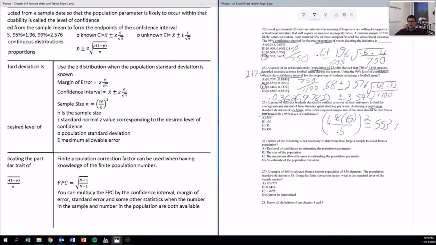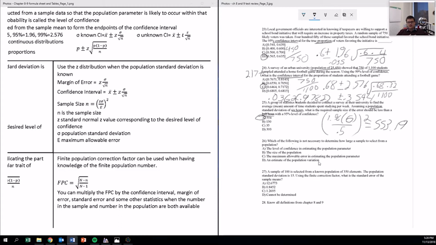Which of the following is not necessary to determine how large of a sample to select for a population? Okay. So the level of confidence in estimating the population parameter, you definitely need that. The size of the population, do you need to know the size of the population? The maximum allowable error, you definitely need to know that.